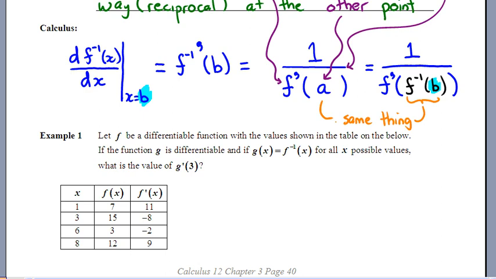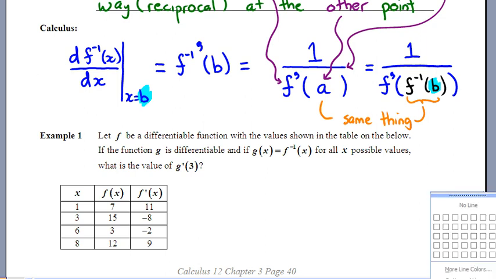Okay, here we go. Example 1. Let f be a differentiable function with values in the table. If the function g is differentiable, and g and f are inverses, they're actually inverses of each other. If g is the inverse of f, then f is the inverse of g. They interchange that inverseness. And they're asking you for the derivative of g at 3. Now, I'm noticing that there's no column here in the table for the derivative of g. So we have to find some way to work with just f, its partner function, in order to find out what that derivative will be for g.